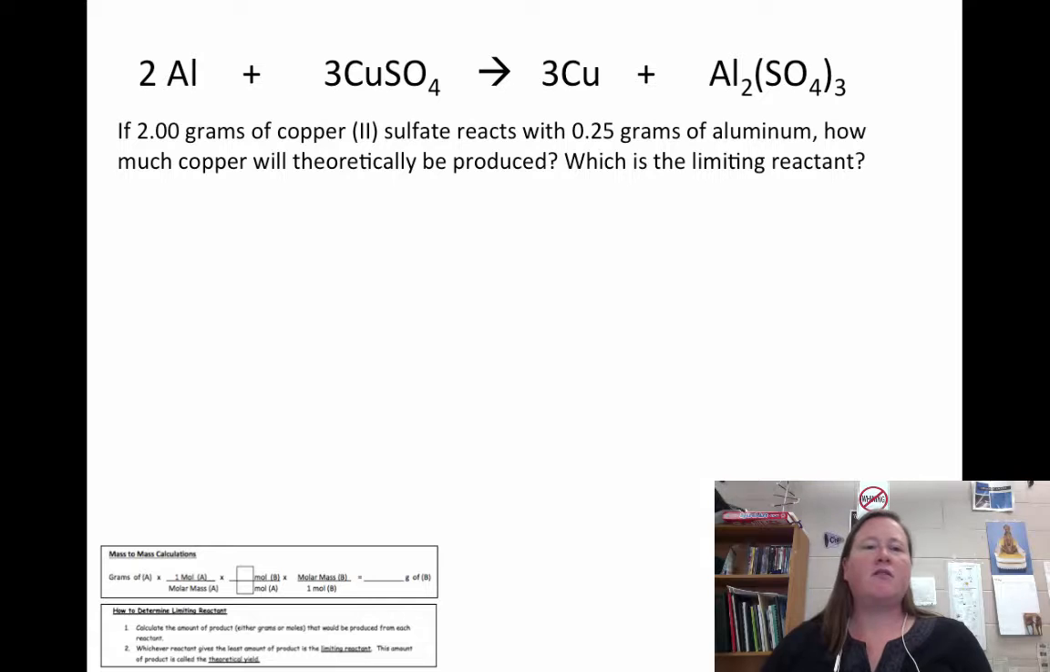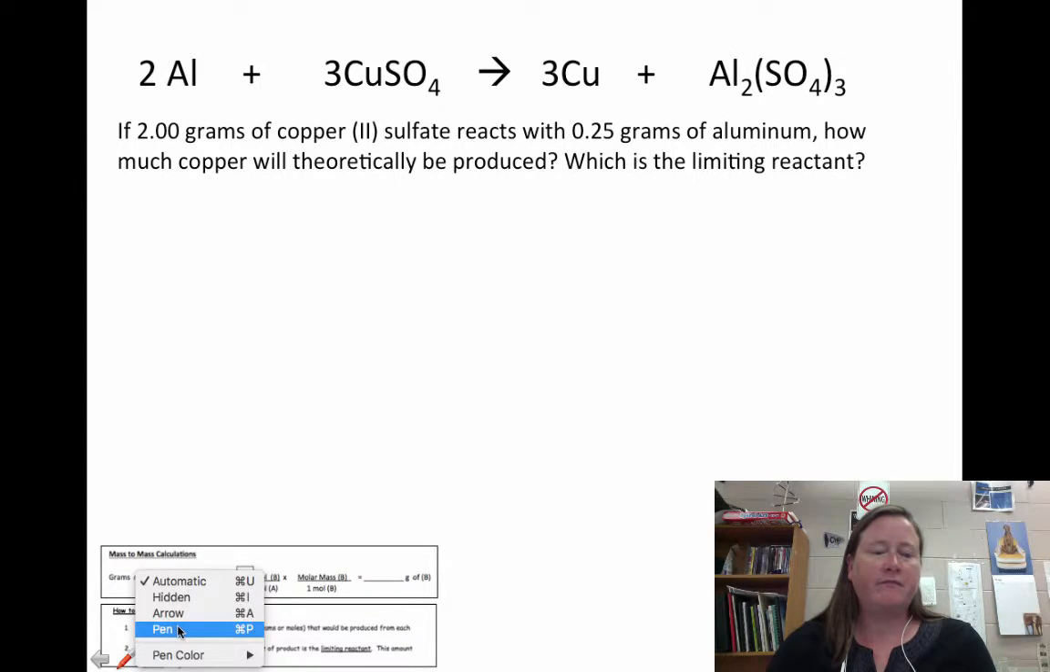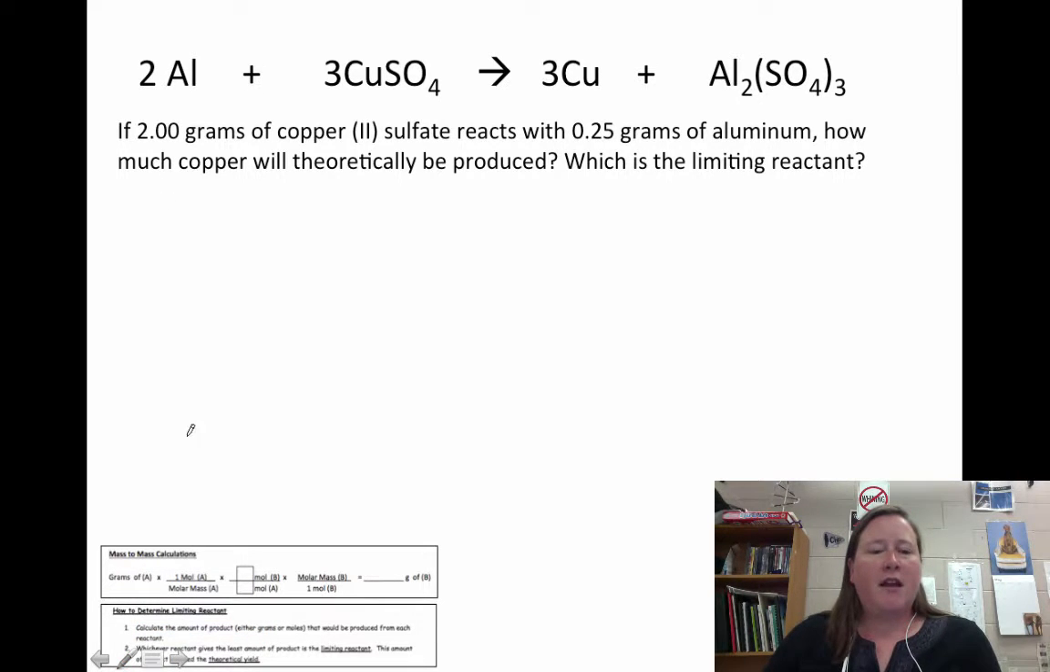All right, so here's the problem. If 2.00 grams of copper 2 sulfate reacts with 0.25 grams of aluminum, how much copper will theoretically be produced, and which is the limiting reactant? Again, to get the limiting reactant, calculate the amount of product that will be produced from each reactant. The product we're interested in is copper.